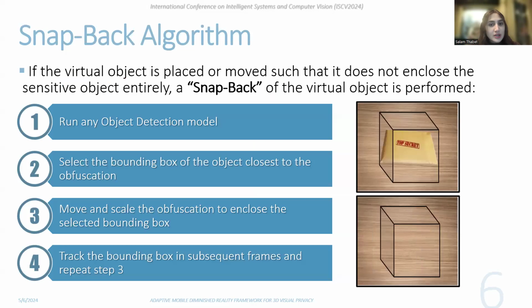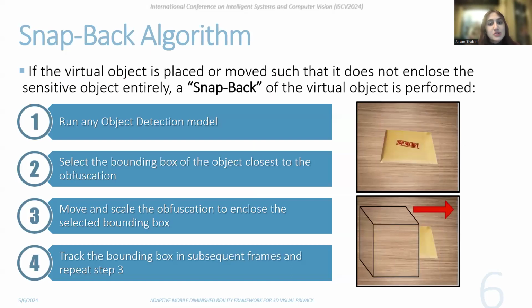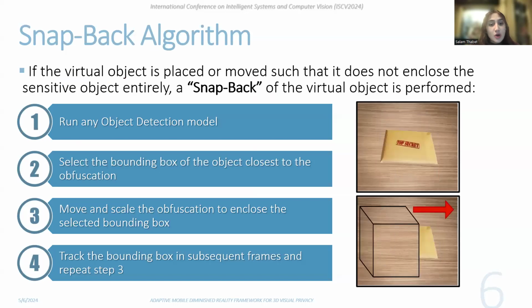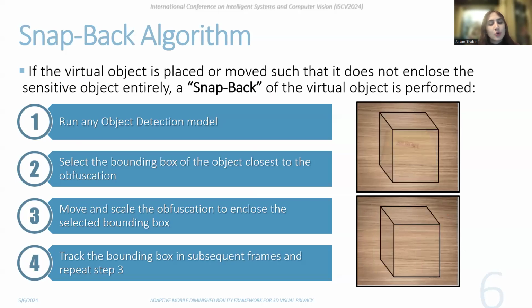If the virtual object is placed or moved around in a way that does not enclose the sensitive object entirely, a snapback of the virtual object is performed, which automatically positions and scales it accordingly, so that the entire object is enclosed and obfuscated. The snapback procedure works by the following steps, which are also demonstrated on the side. First, we run any object detection model like YOLO. We select the bounding box of the object closest to the obfuscation. Then we snap the obfuscation back to its correct place and size, which is enclosing the selected bounding box. In subsequent frames, we keep tracking the bounding box and we adjust the position and scale of our object accordingly.